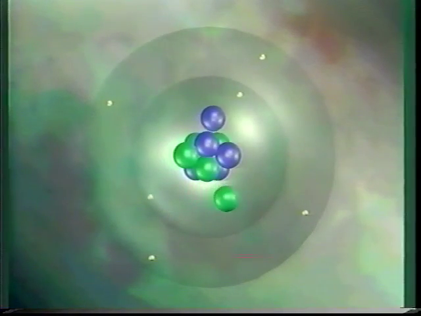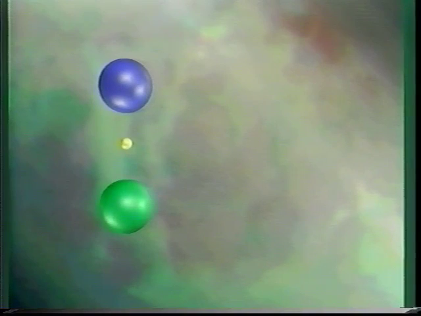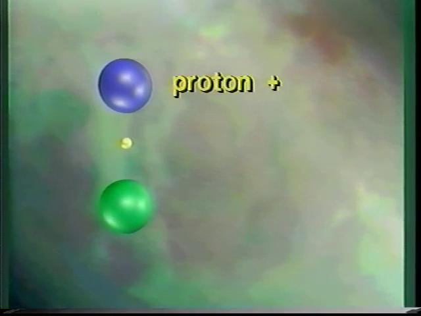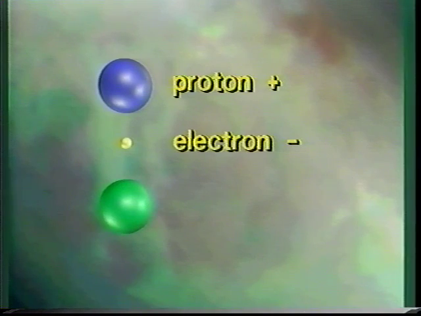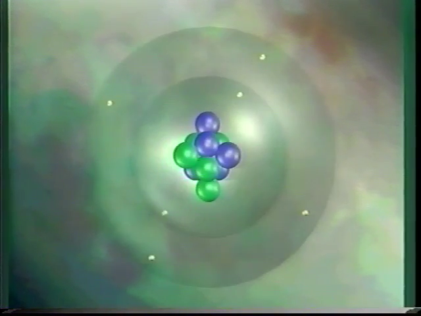Within the atom, the subatomic particles differ from each other in several ways. A chemically important difference is their electrical charge. Protons have a positive electrical charge. Electrons have a negative charge. Neutrons, as their name implies, have no charge.